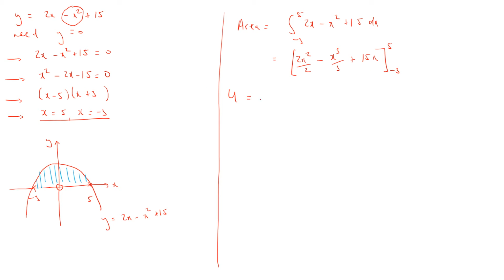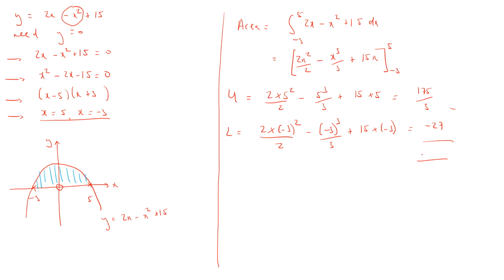If you work out the upper limit by doing 2 times 5 squared over 2, take away 5 cubed over 3 plus 15 times 5, you get 175 over 3. The lower limit, lots of brackets will be needed here, I think, somehow. You end up getting -27. Subtract the 2 now, and you get the area is 256 over 3.